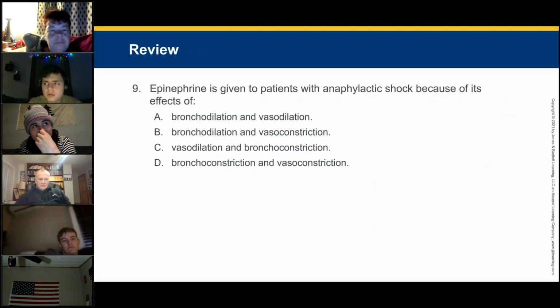May have just given that one away. I apologize. Epinephrine is given to patients with anaphylactic shock because of its effect of what?